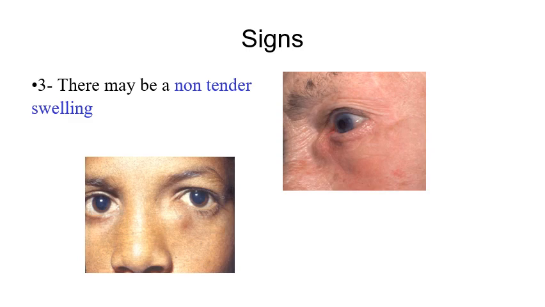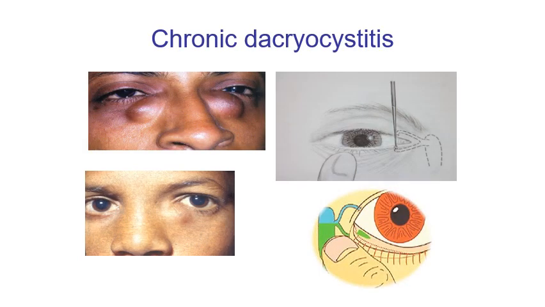There may be a non-tender swelling. In this picture, you can see a swelling at the medial canthal region, and there is no inflammation, there is no redness. So it is a chronic swelling at the medial canthal region. In this picture you can see an encysted mucocele and there is swelling and there is regurgitation.